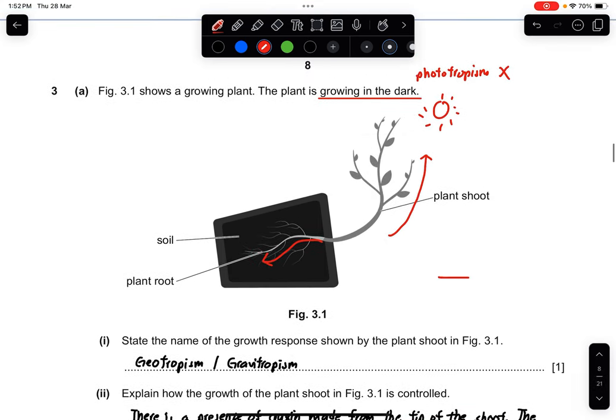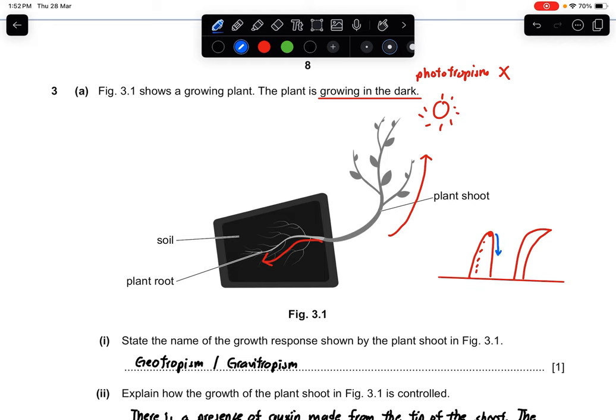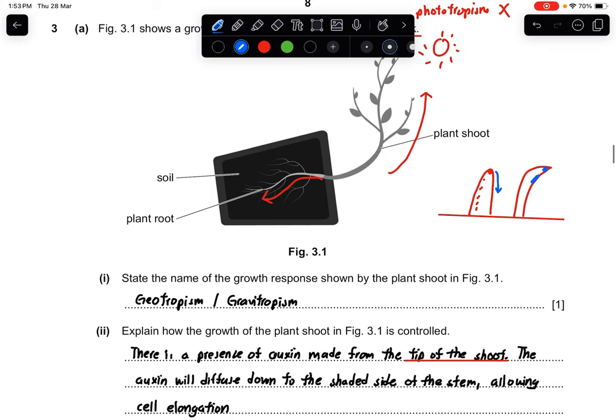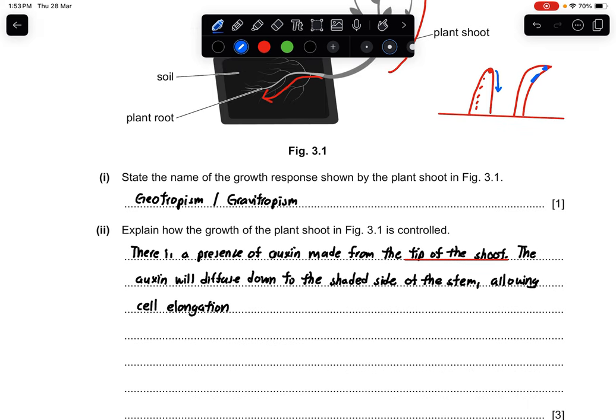So remember this diagram you've always seen in the textbook? And then something like that. Or maybe a shoot something like this. Okay. Auxin is produced here. This is the first point. And after auxin is produced, where does it go? It will diffuse down to the shaded side of the shoot. Once it is on the shaded side of the shoot, it starts to stimulate cell elongation to keep on building up, and continues to go towards the response that it should be going. So this is the answer.